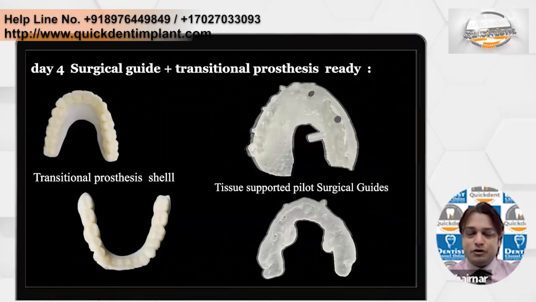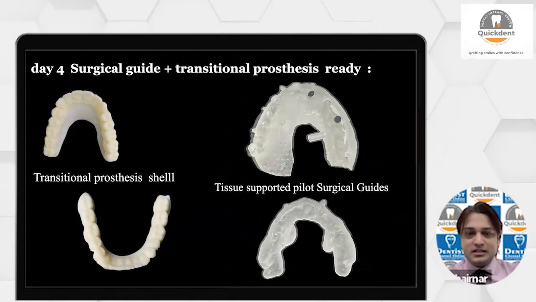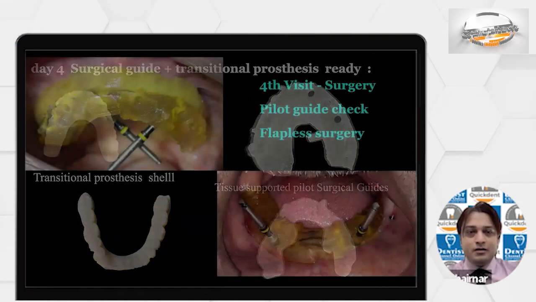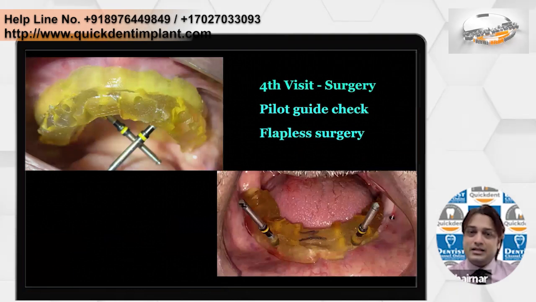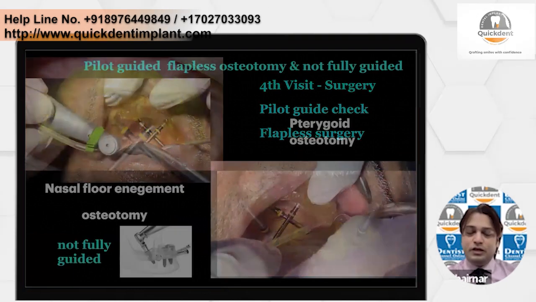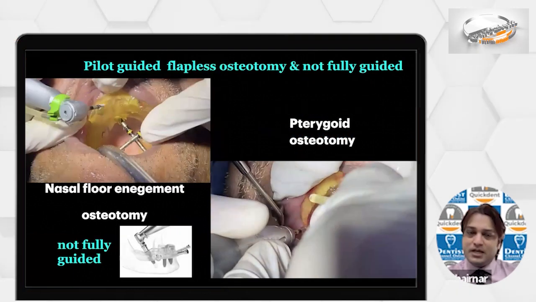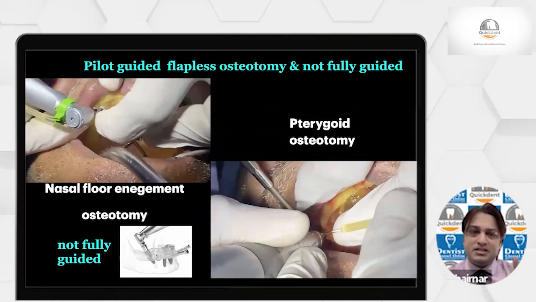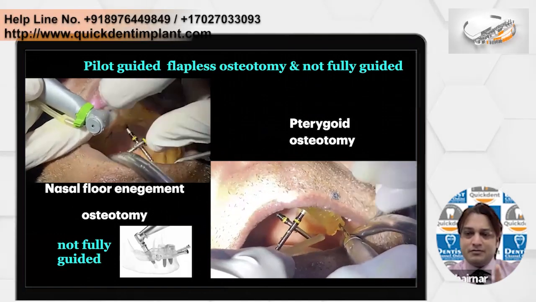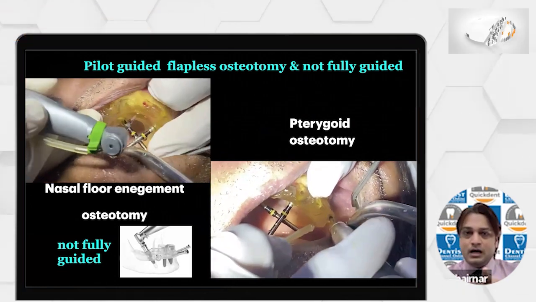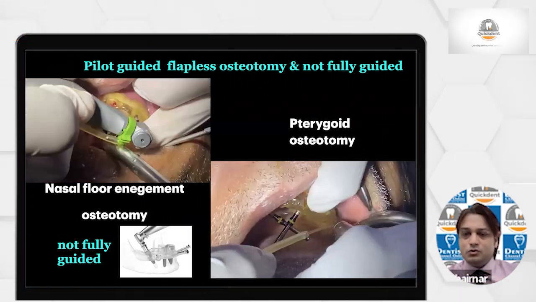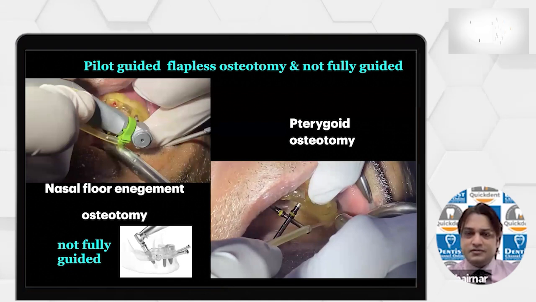So this is on day 4. Day 4, before the surgery, these things are ready. Now what we will do is attach the guides into the patient's mouth. As I've said, this is a pilot guided surgery, not the fully guided. Fully guided means the implant can also be placed through the guide. But here we are only placing one drill first. You can see how fast I am. I'm very accurate and fast. 1 drill, 2 drill, 3 drill, 4 drill, 6 drills, finish.